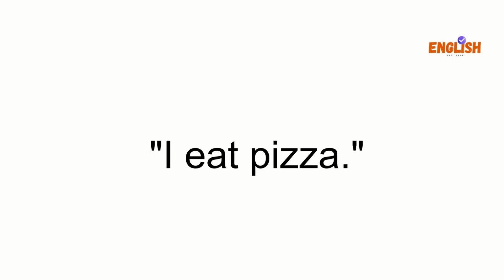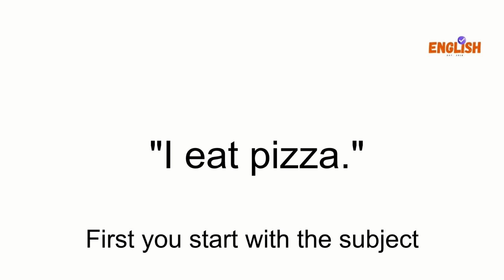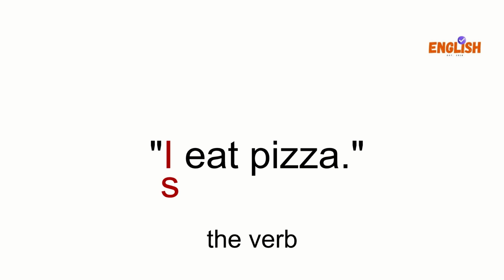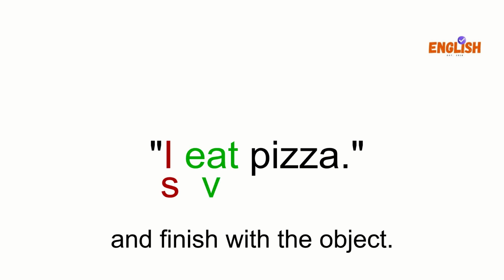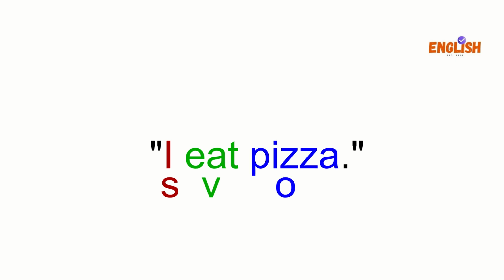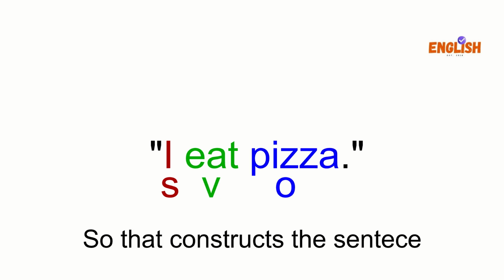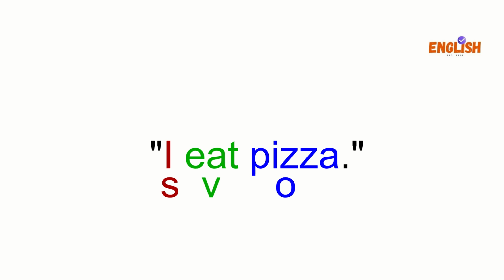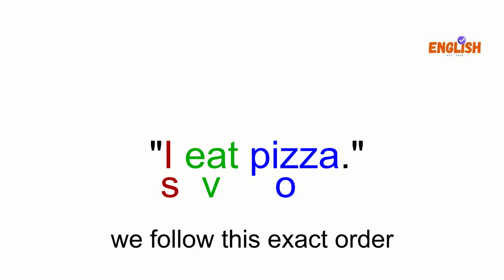Take this sentence, I eat pizza. Here's the breakdown. First, you start with the subject, I, the verb, eat, and finish with the object, pizza. So that constructs the sentence, I eat pizza. In most English sentences, we follow this exact order.